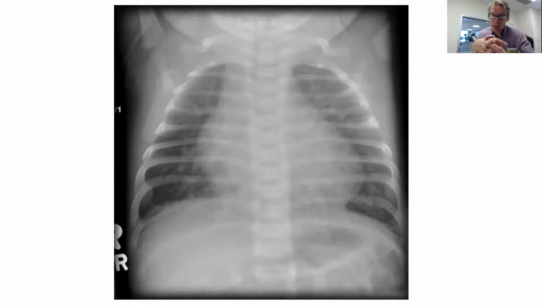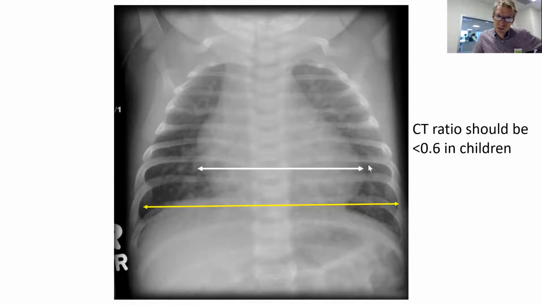This is another chest X-ray, not the same one as I showed you before, but another chest X-ray of a child who's got a ventricular septal defect. And I just want you to be able to know what the cardiothoracic ratio is, and also to know what's normal, because what's normal in an adult is not quite what's normal in a child. You can see the heart looks big, but you can measure the cardiothoracic ratio. So it's the maximum diameter of the heart and the maximum diameter of the thorax. And in a child, normal is less than 0.6. In an adult, it's less than 0.5.